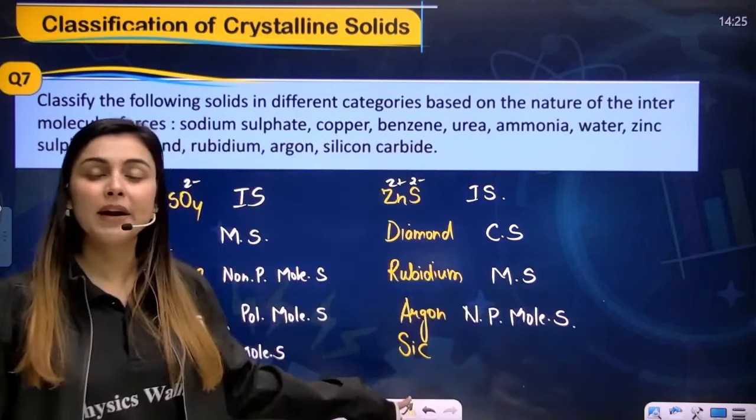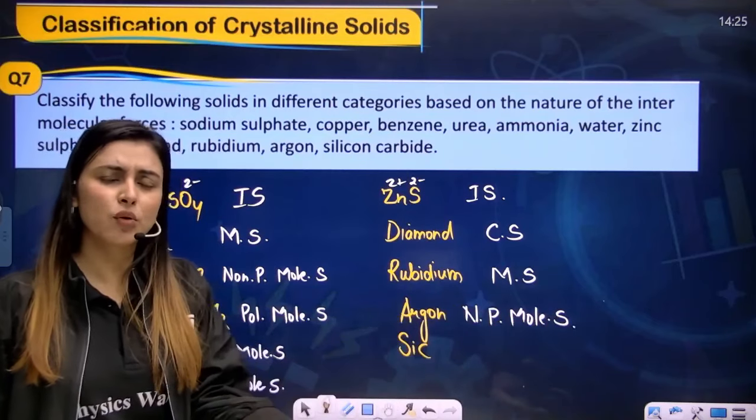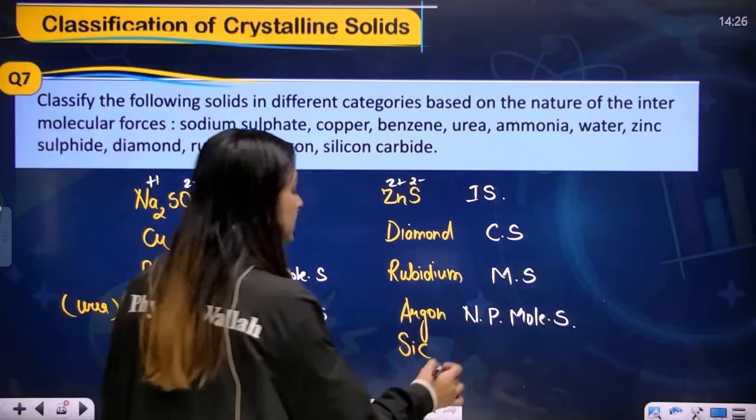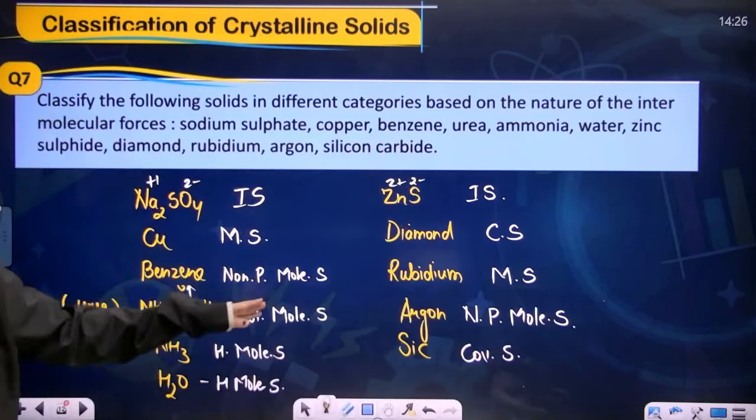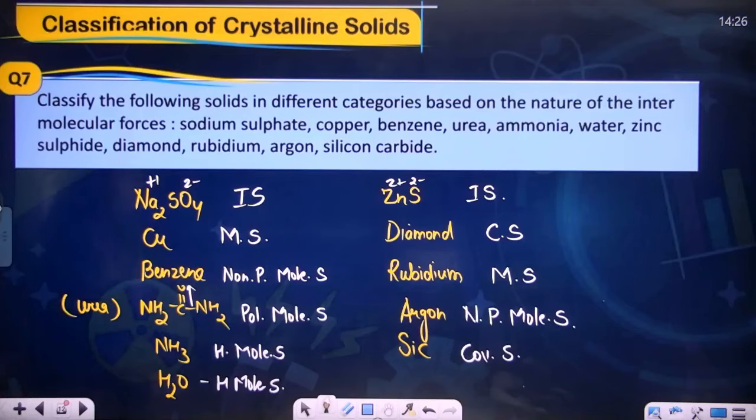What is silicon carbide? We just learned a few examples of covalent solids and it was one of them. So, it is a covalent solid. Right? Yes. So, this is how you will classify all the different types of solids. I hope you're clear with this. Please pause the video, write it, and then we'll move forward.